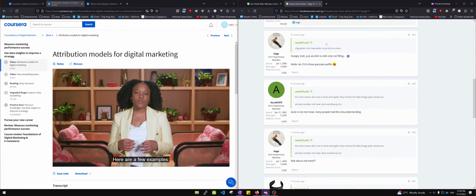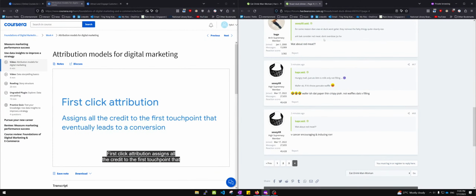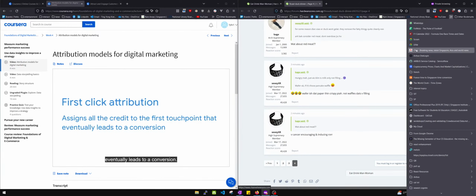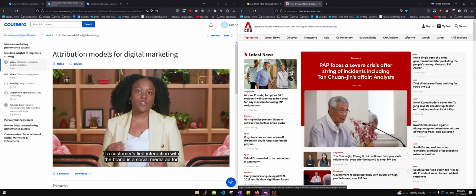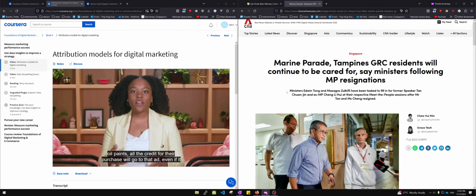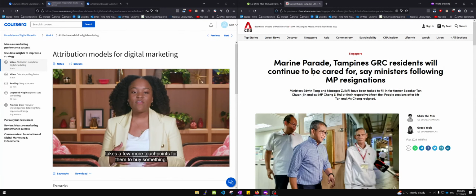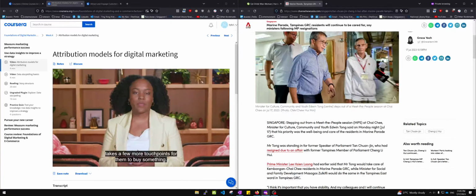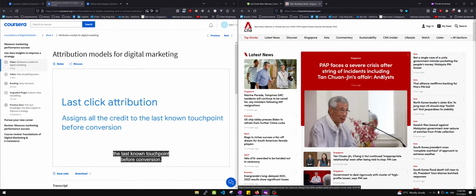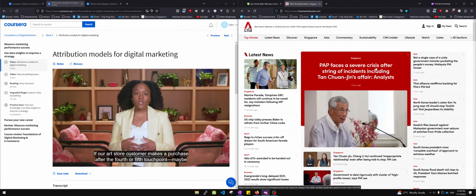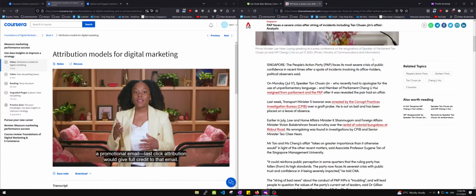Here are a few examples. First click attribution assigns all the credit to the first touch point that eventually leads to a conversion. Let's go back to our art supply store. If a customer's first interaction with the brand is a social media ad for oil paints, all the credit for their purchase would go to that ad, even if it takes a few more touch points for them to buy something. Last click attribution assigns all the credit to the last known touch point before conversion. If our art store customer makes a purchase after the 4th or 5th touch point, maybe a promotional email, last click attribution would give full credit to that email.